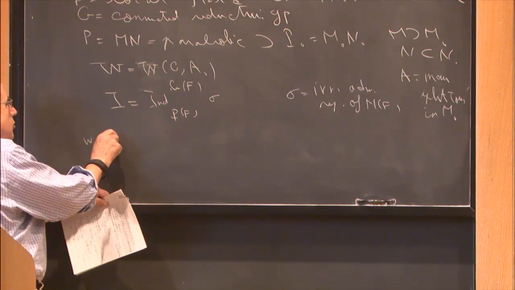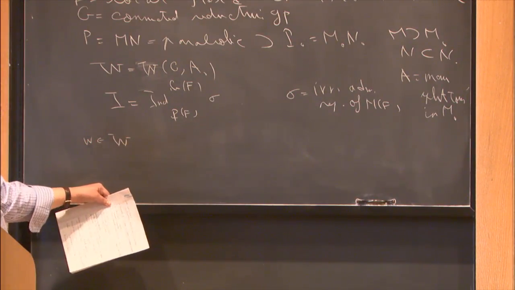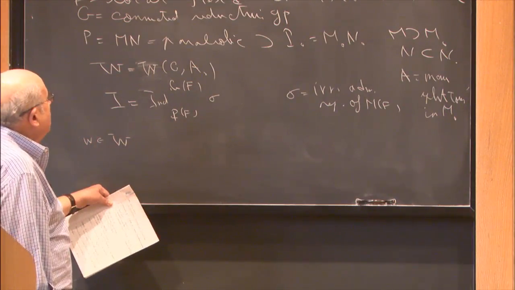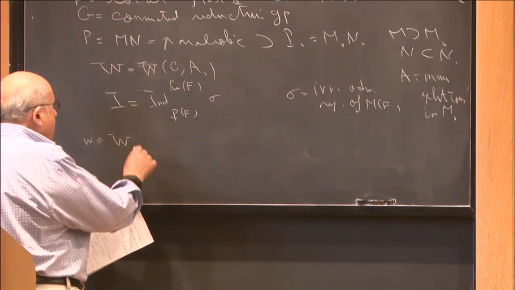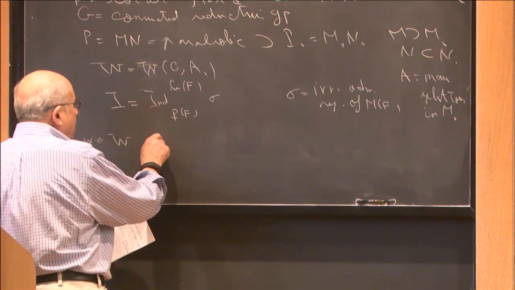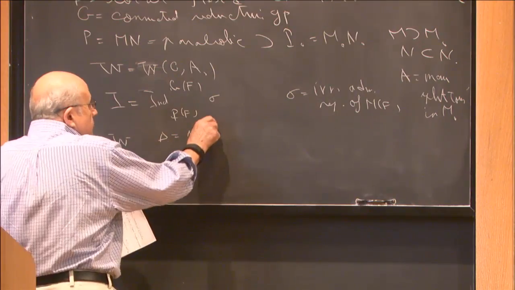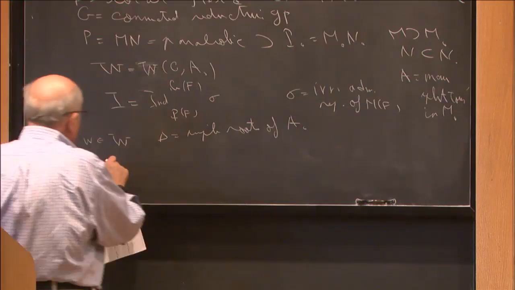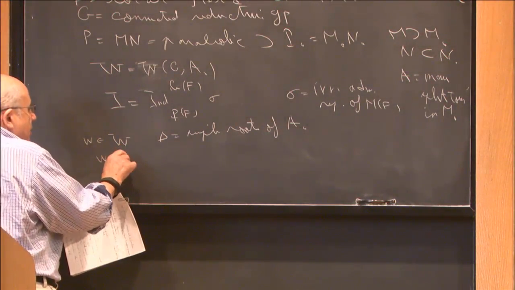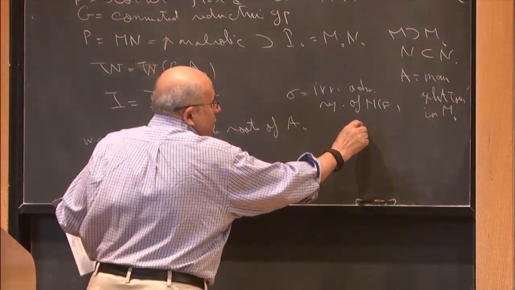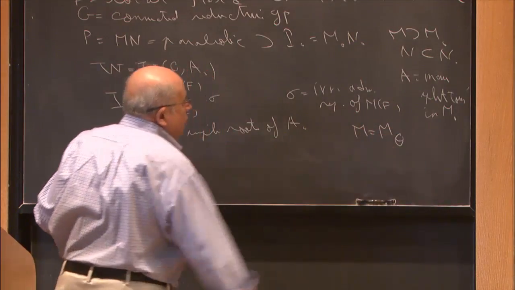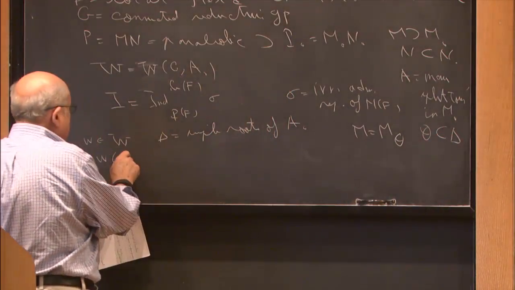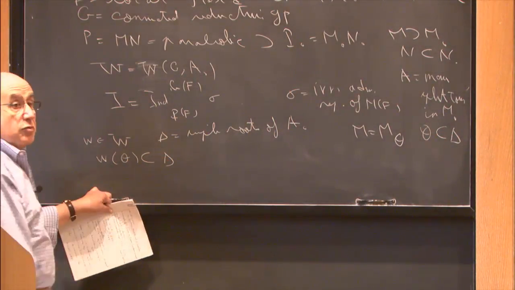I'll take an element w in W. I do it a bit differently than people usually do, and have the Levi subgroup shared. I will have the minimal parabolic shared. I'll assume that if delta is the simple roots of A naught, then the Weyl group element that I'm choosing will send, if M is M theta, generated by a set of simple roots theta in delta, then I require that this w sends theta simple roots to simple roots.